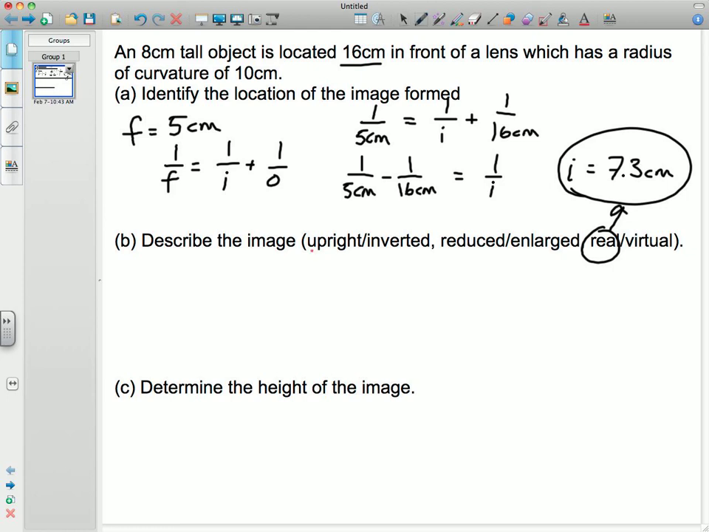Now, how do I get these other two? How do I get upright and inverted or reduced and enlarged? We use the magnification formula. What is the magnification formula? I over L. So the magnification equals negative image length, and what's that? 7.3, divided by the object length, which is 16 centimeters in this case. So what is the magnification? Negative 1/2?